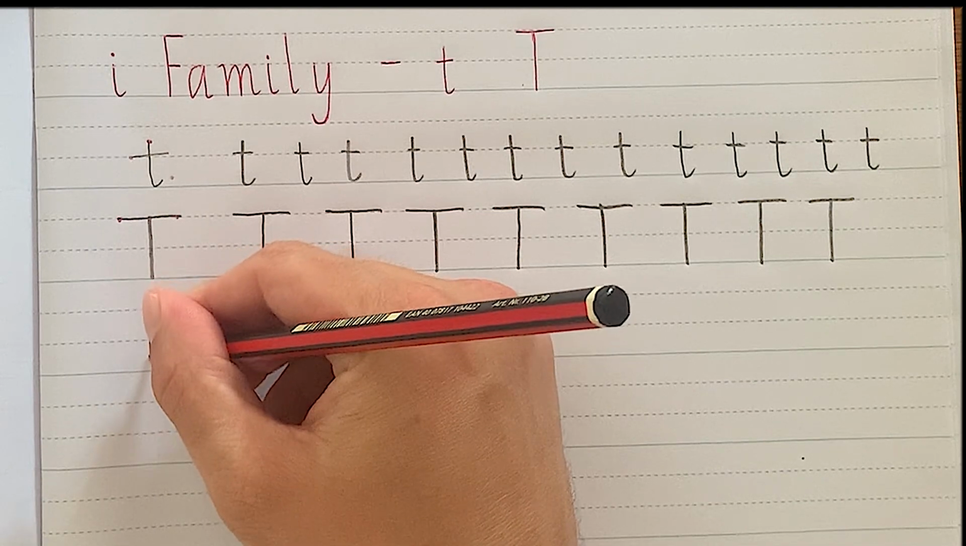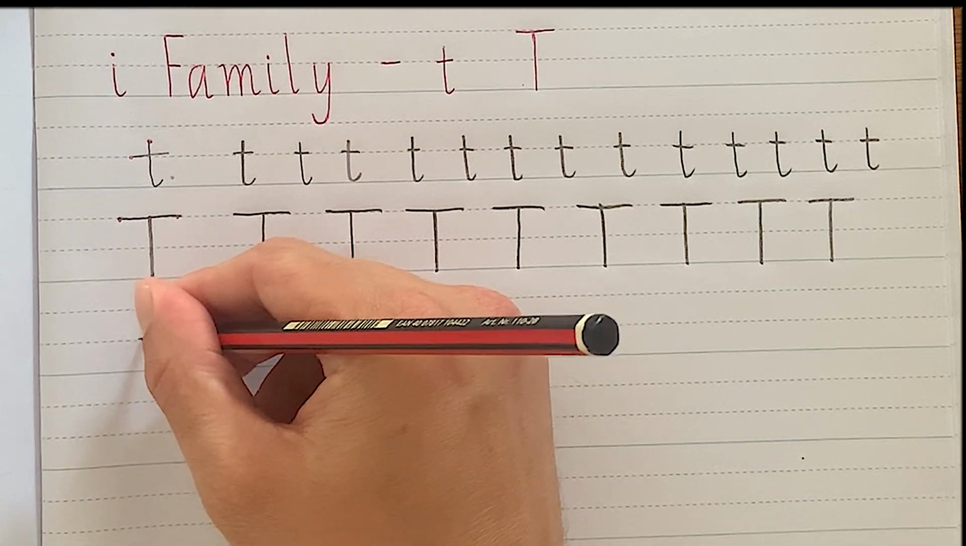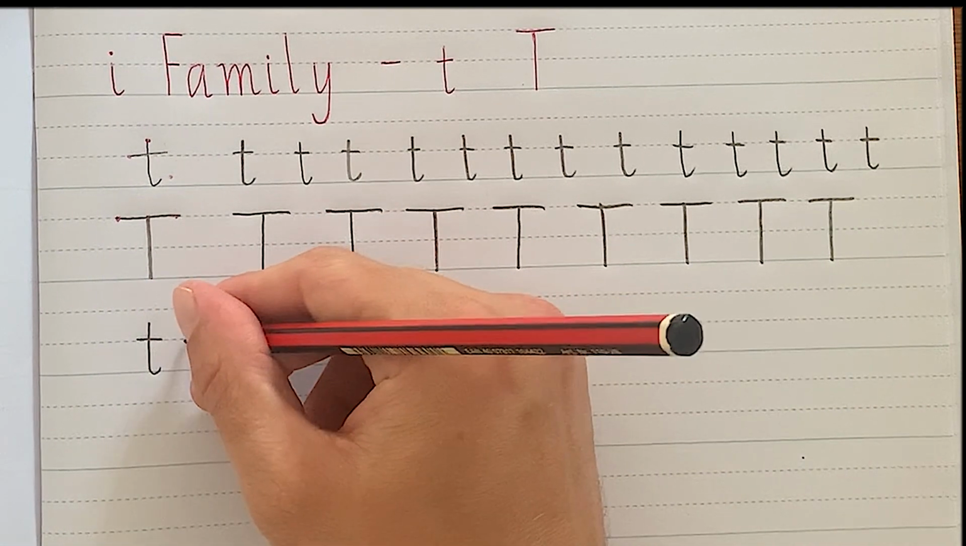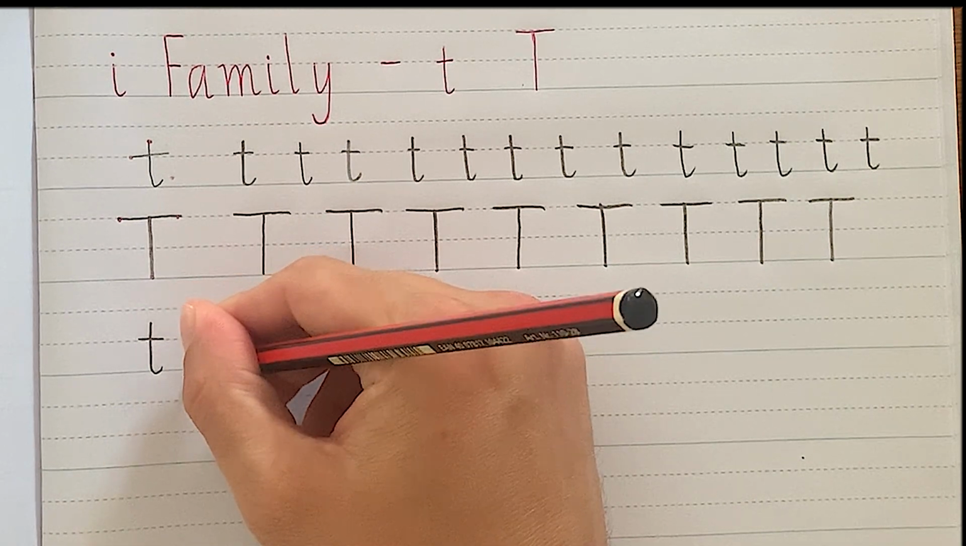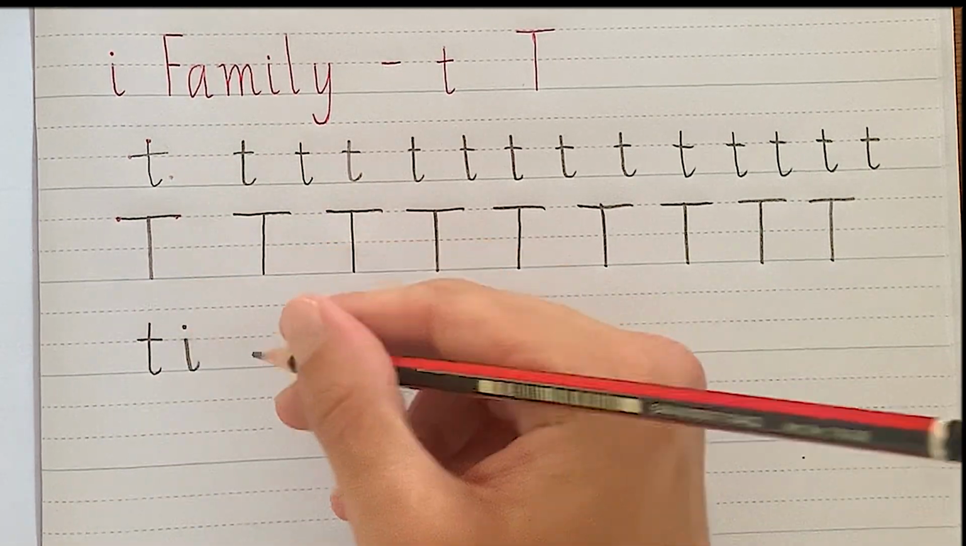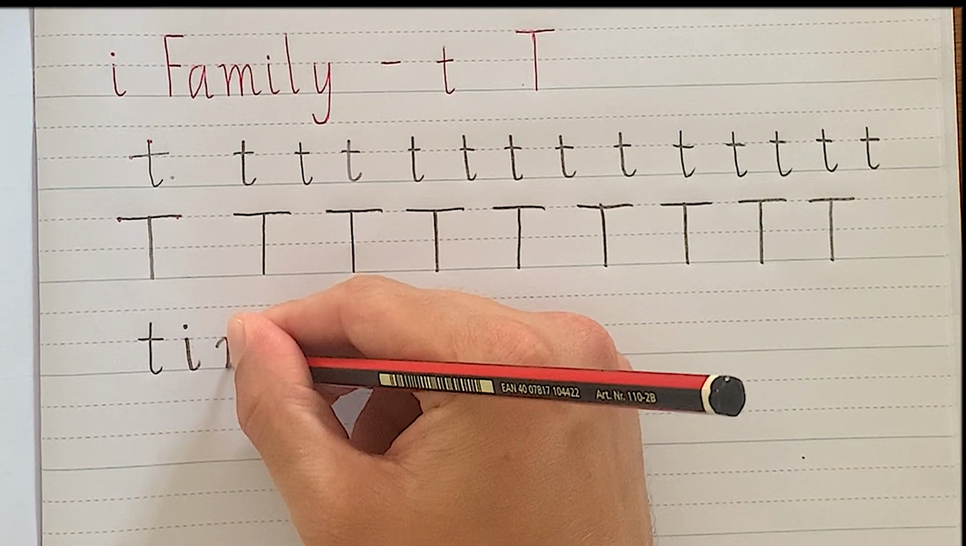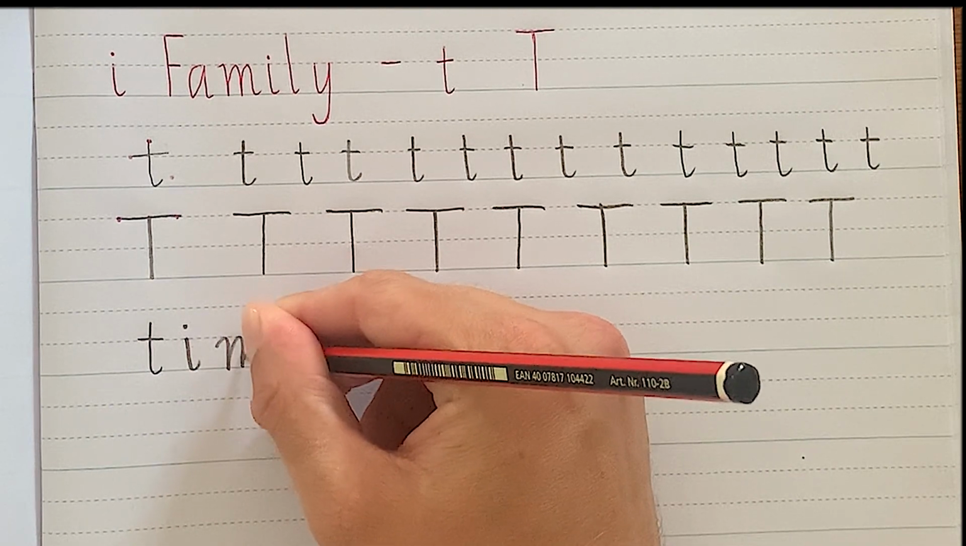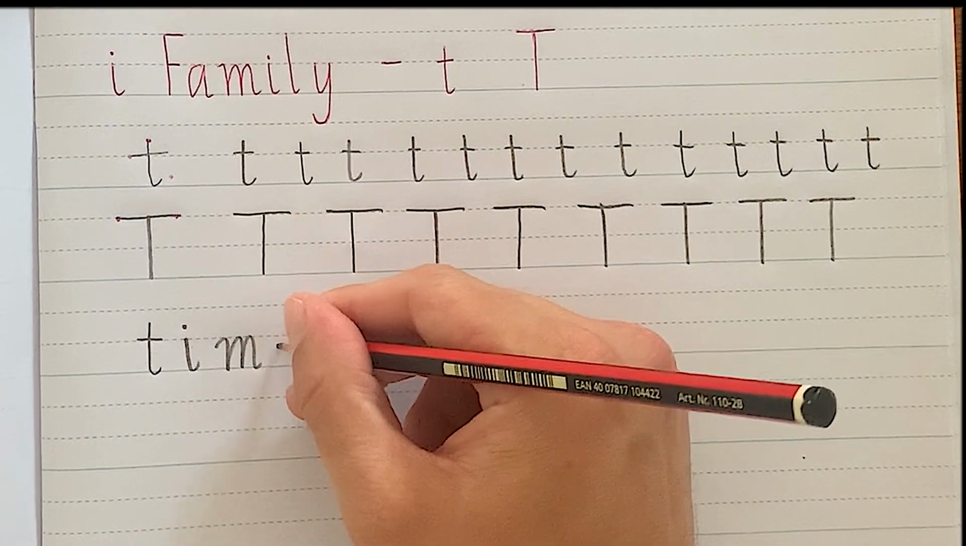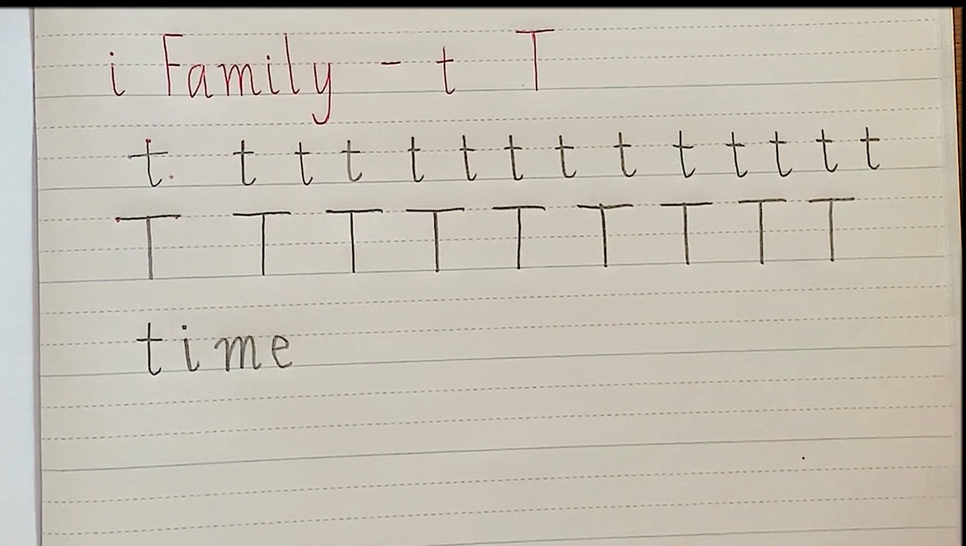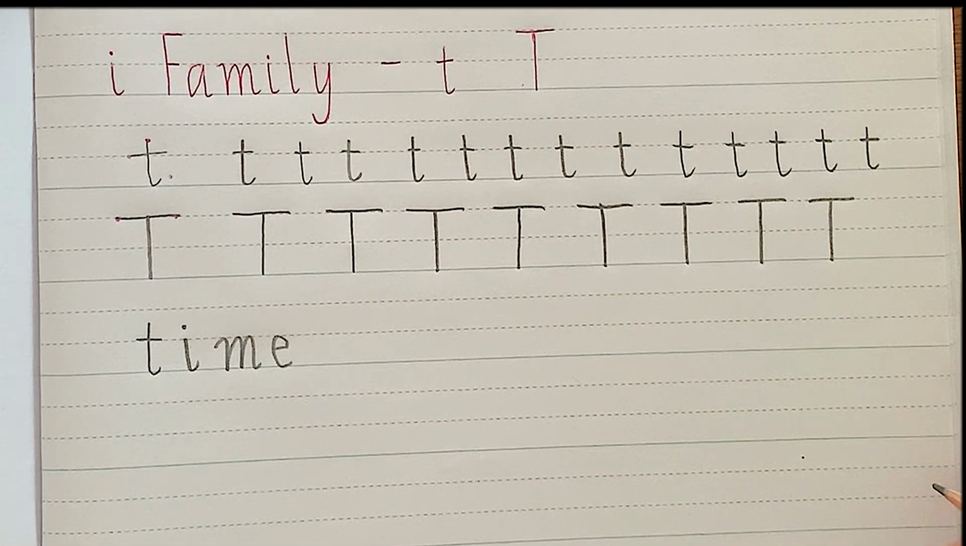So lowercase t, making sure I put the cross in. Then an I, which moves in that same direction as the T. And then an M. And an E. So there's one word for you to practice. And it's got two of the I family in it.